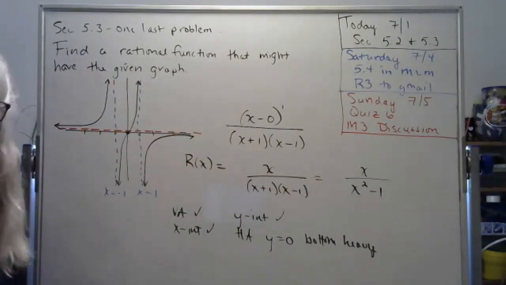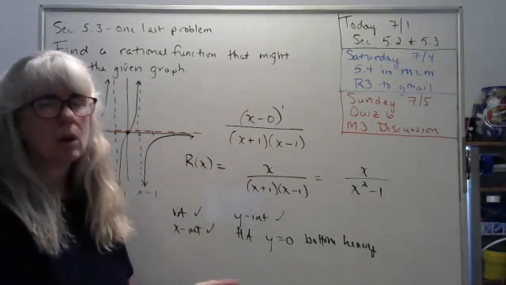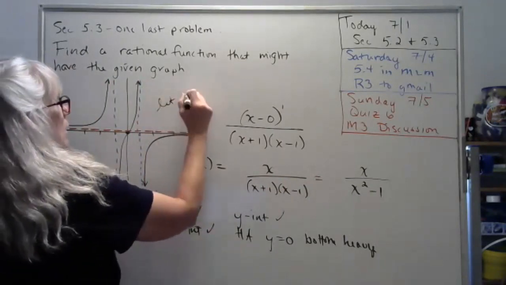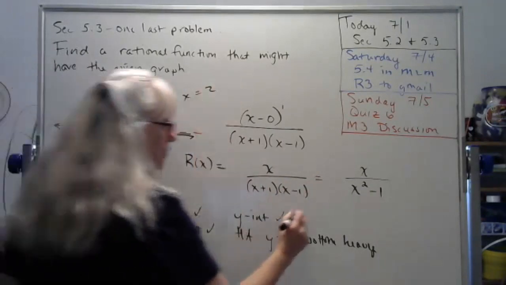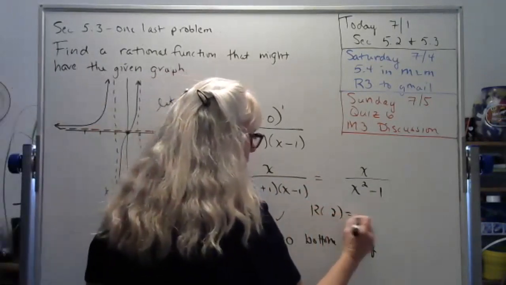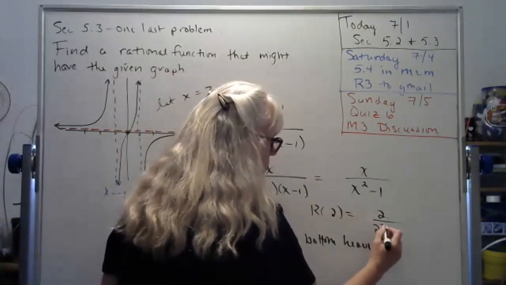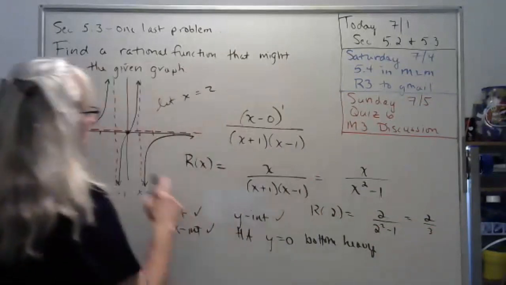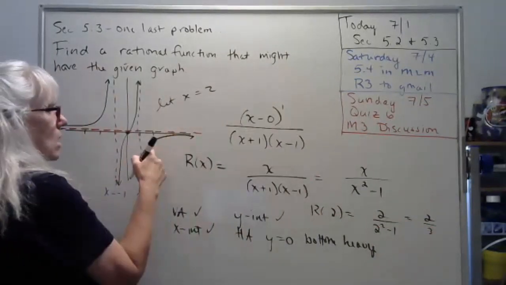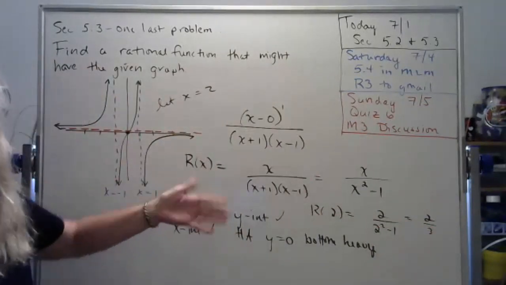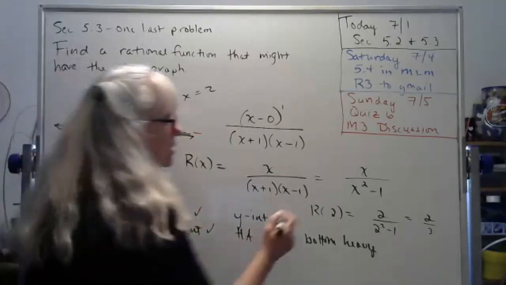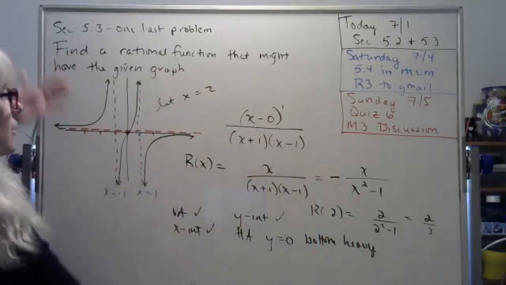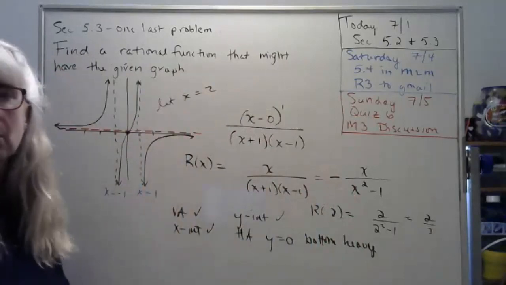You could check this without a calculator by just picking a value like 2. So if we let x equal 2 and plug it in, if we find r of 2, we'd get 2 over 2 squared minus 1, that's 2 over 3. I get a 2/3. So at 2, it should be above, and it's not, it's below. So that's the other thing that's telling me the whole thing's been reflected. So what I'm going to do is just put a negative out in front. So I'm going to make the whole thing a negative. That does a reflection like we think it should, and then it works out perfectly.